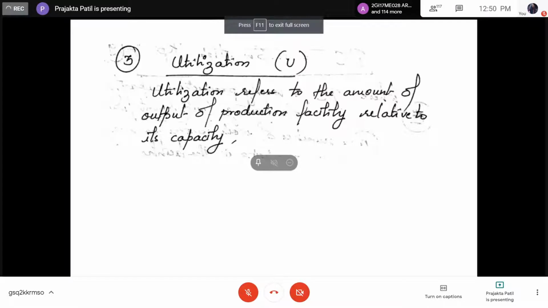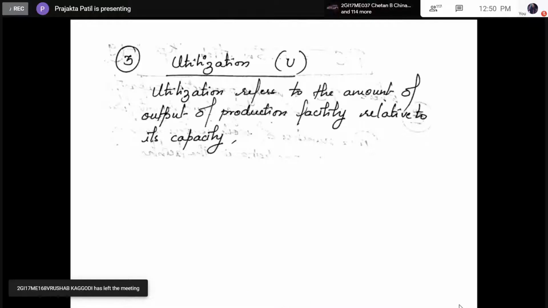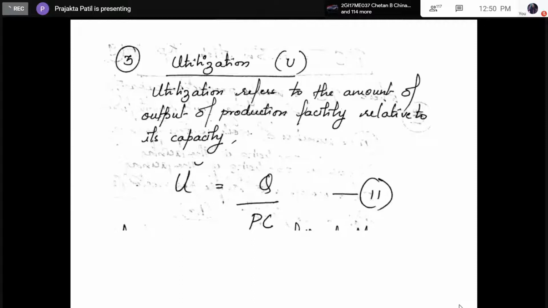So utilization basically refers to the amount of output of a production facility relative to its capacity. This is the equation to find utilization. It is given by Q by PC. We already have come across what is Q and what is PC. We know Q is the production quantity, and PC is production capacity. So this is the equation: U is equal to Q by PC.